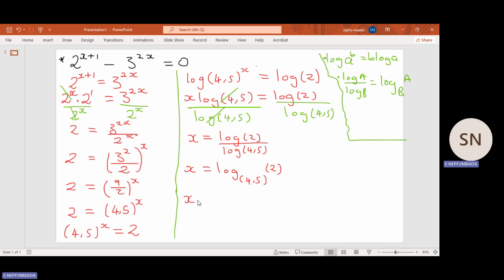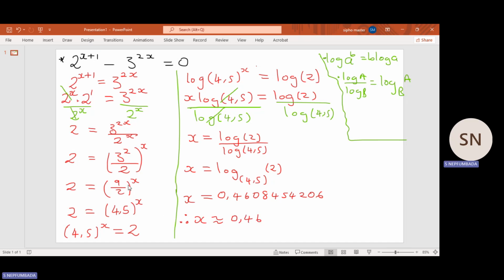Then our solution is going to be equal to 0.4608454206. Therefore, our x is approximately 0.46.